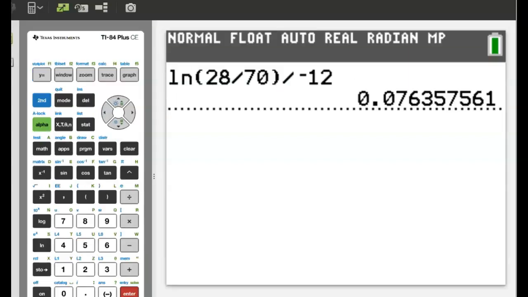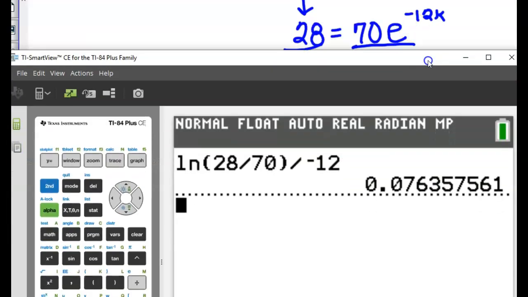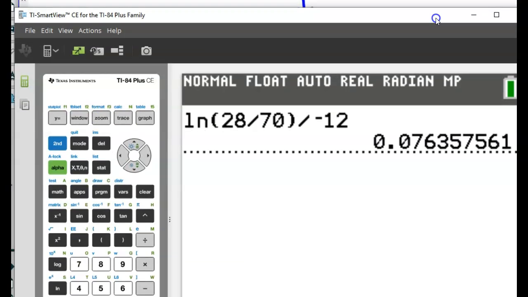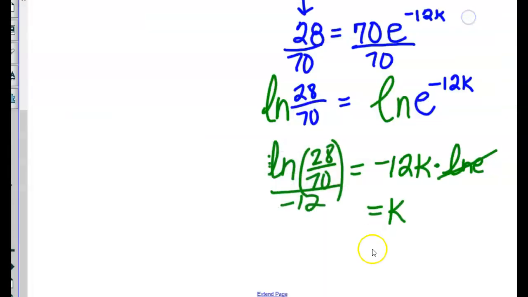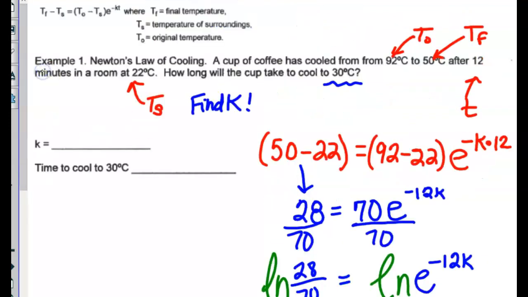0.0764. I think on the quiz it says to go out 4 places, which would be tenths, hundredths, thousandths, 10,000ths. This just makes kind of a big difference if you round it later. 0.0764, we decided. All right, so then we go way back up here and put that in this blank.